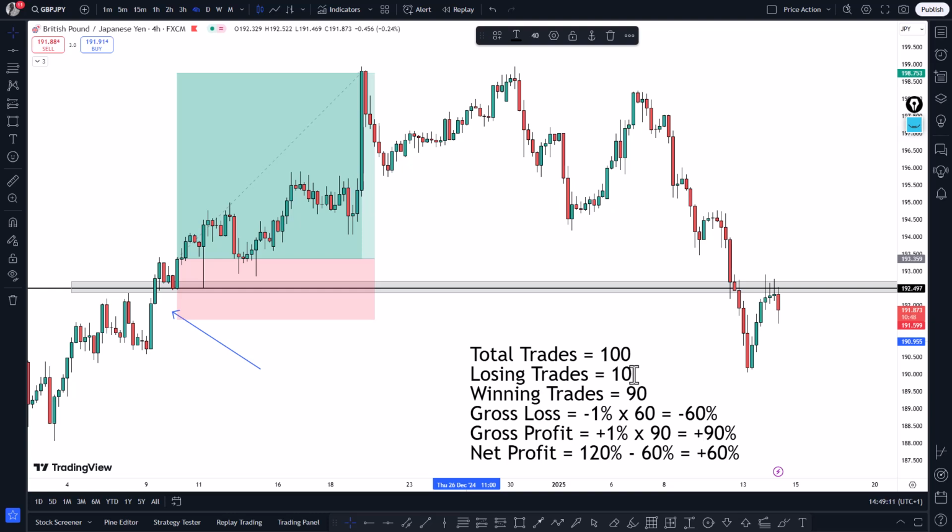But then for each losing trade you had, remember, every time you took a losing trade, you lost 10% of your account's capital per trade. Okay? And so your loss per trade is 10%, and then you took 10 losing trades. In this case, when you multiply that minus 10%, which is your loss per trade, times the 10 losing trades you had, you're going to be down 100%. Okay? That's your gross loss.